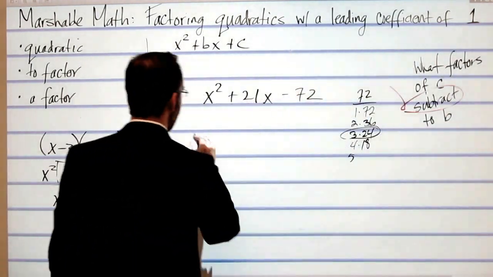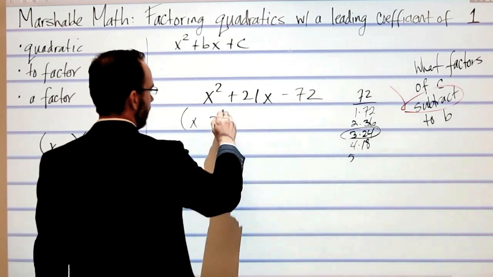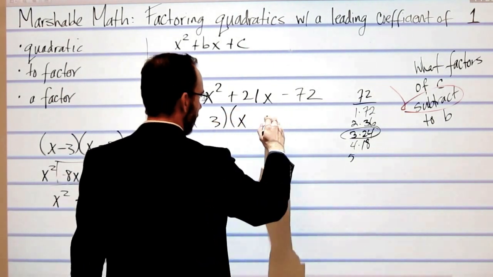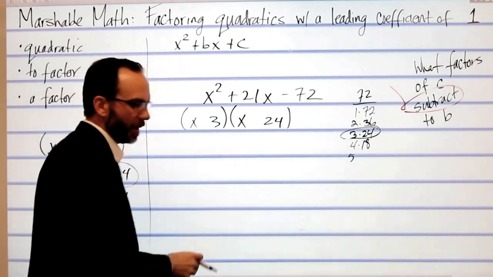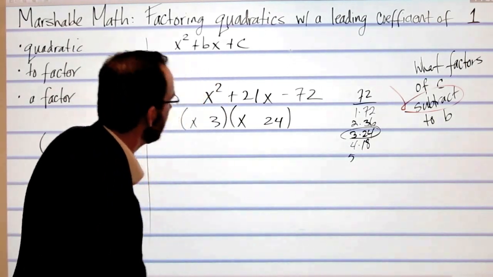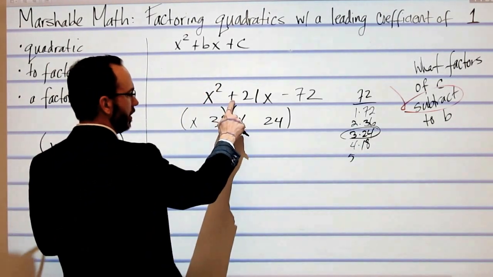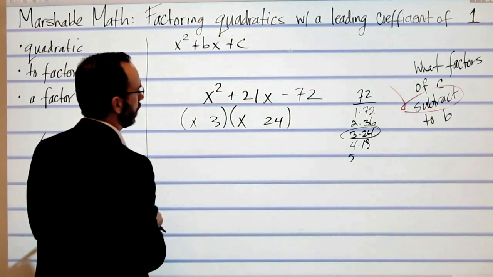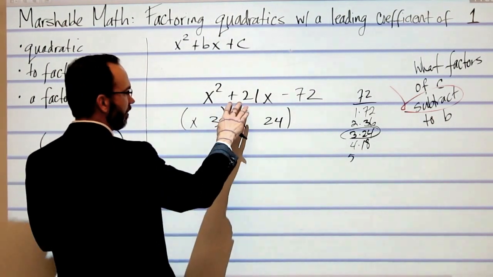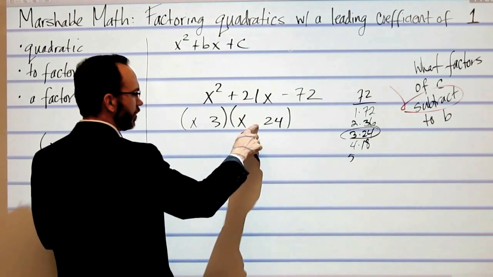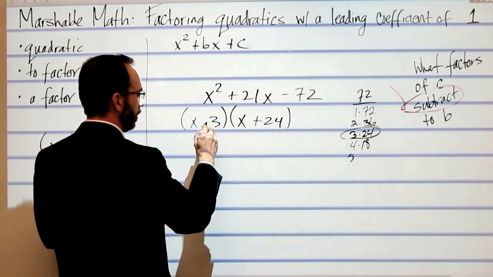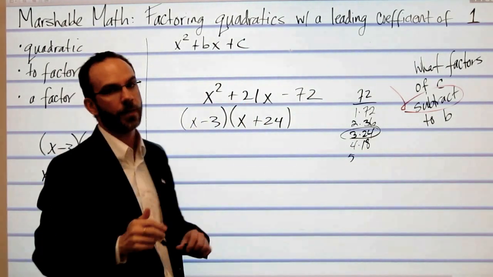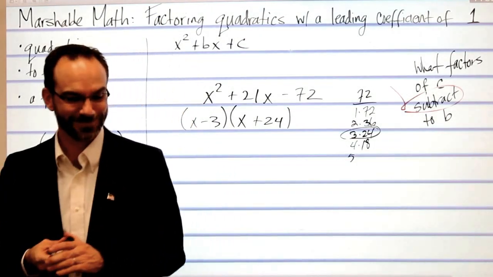So I want an x and a 3, and then an x, and then a 24. Now I've got to be thoughtful about how I put the signs in. How do I get a positive 21 from a 3 and a 24? Well, in the end, I've got to have more positives than negatives when I combine them, so the larger of the two must be positive. So plus 24 minus 3. There you go. It's just that easy.